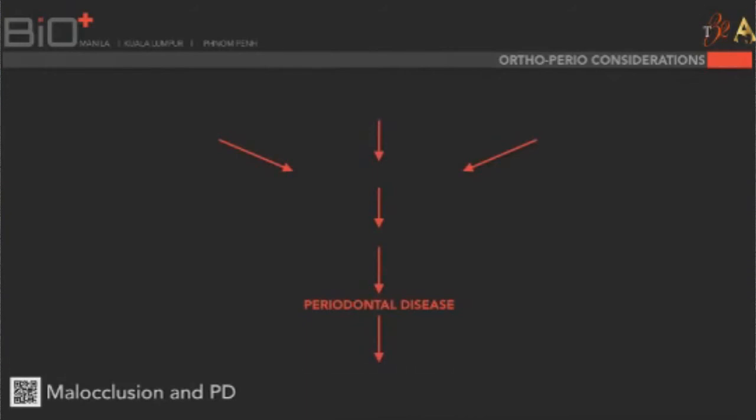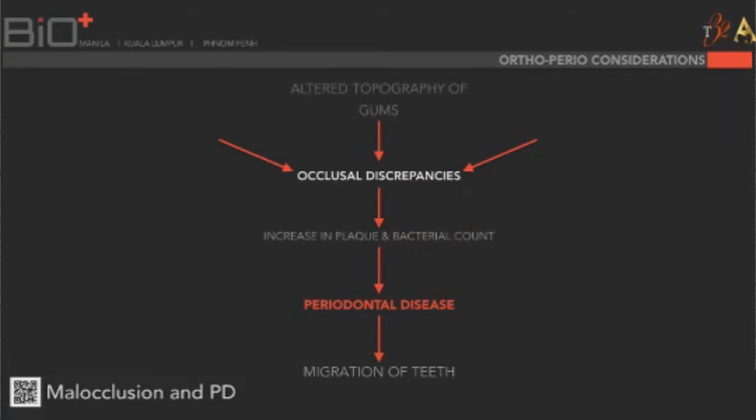Okay, so we have periodontal disease here, and periodontal disease basically leads to the migration of the teeth. And as it leads to the migration of the teeth, it's usually because of occlusal discrepancies or the increase in plaque and bacterial count. Okay, so when there are occlusal discrepancies, these are usually caused by the altered topography of the teeth, the gums, or the alveolar bones. So the flow here is that when there's an altered topography of these structures, or relationship of these structures, then there's going to be occlusal discrepancies.